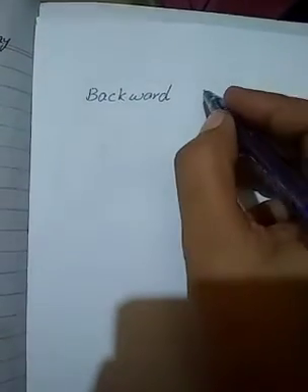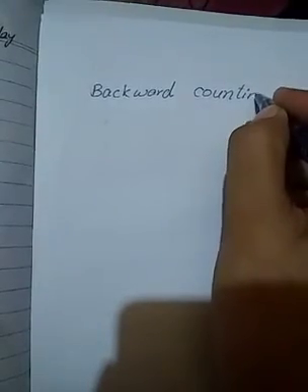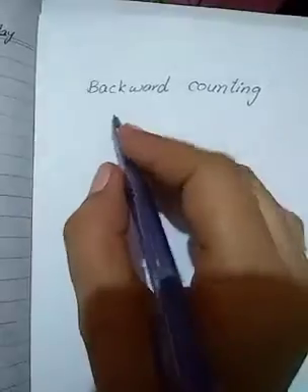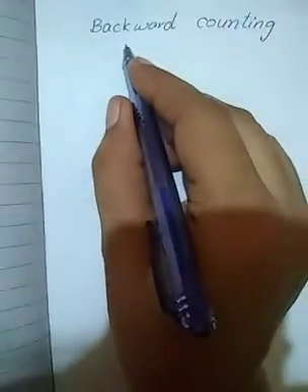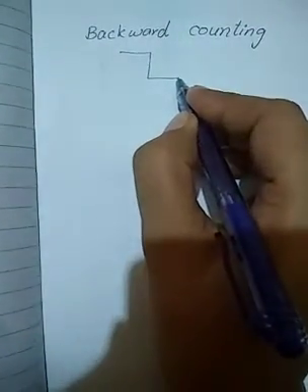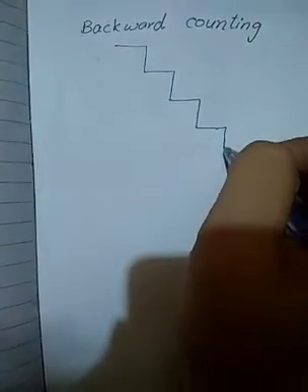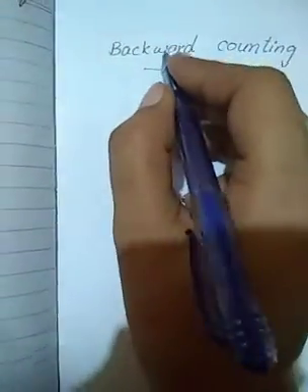Blank paper, but we are going to write backward counting. Okay? Backward counting. What are we going to write? Backward counting. Okay, so now we will make stairs. We will draw the stairs. Okay. Start writing from there.